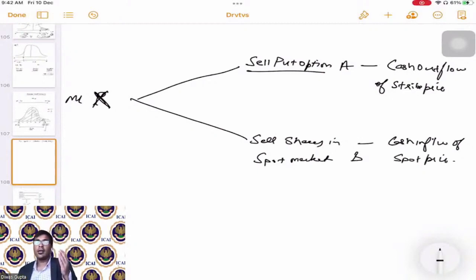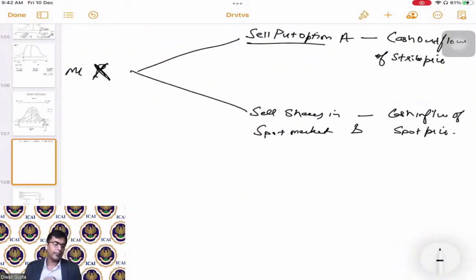Once the option is exercised, the right to sell is exercised, the person will sell to us, we will purchase the shares, and whatever short sale we have done in the spot market, we will give the shares back.